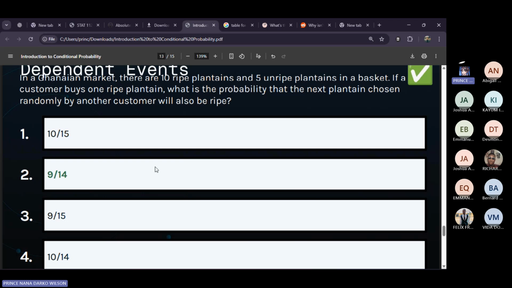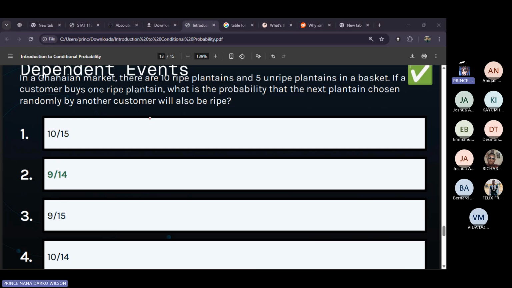But since we are going to be looking at objectives, questions like this might appear. Let's see how we can solve them without even applying the formula. So some basic questions, you do not require the conditional probability formula to solve them. You can just look at them and the answer appears. An example is this one. So it says in the Ghanaian market, there are 10 ripe plantains. 5 are unripe. So there are 15 plantains in total. Keep that in mind. 10 are ripe, 5 are unripe.